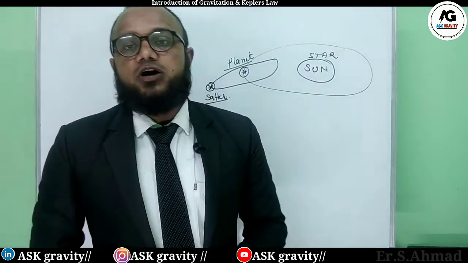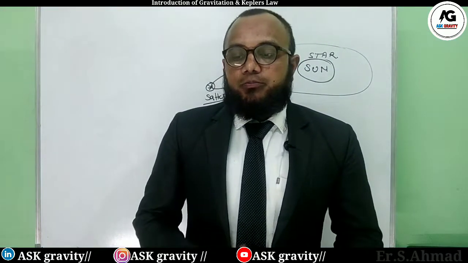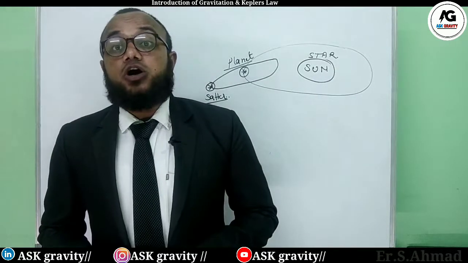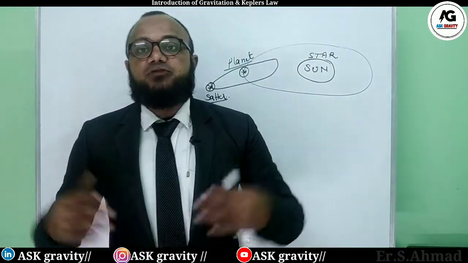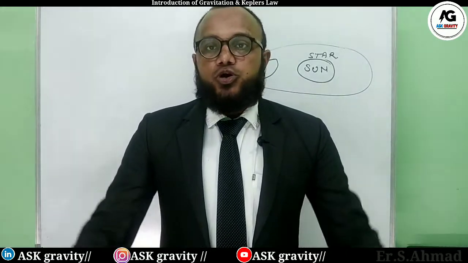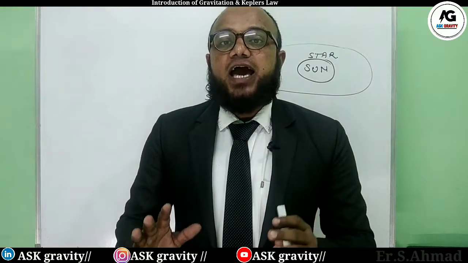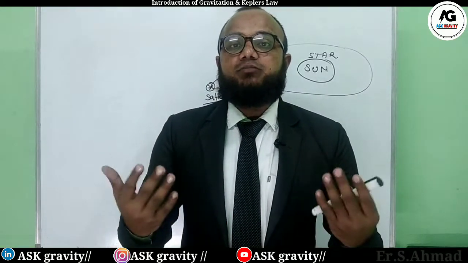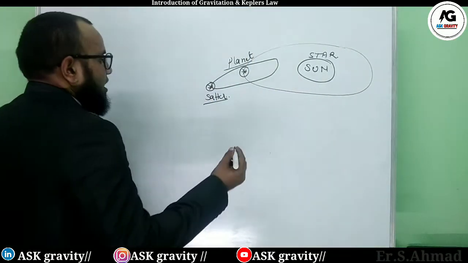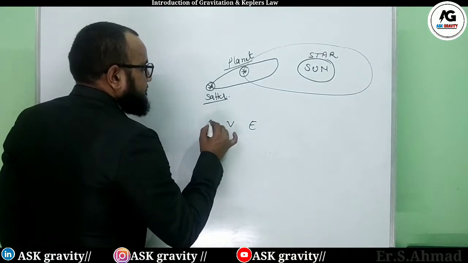But how many planets have been discovered till today? Pluto was also considered a planet some years ago, but till today we have only 8 planets. Pluto is not considered a planet. Till today we have 8 planets in our solar system.